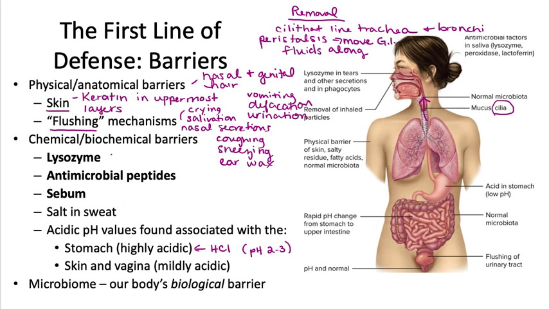So lysozyme is a review term. We learned about it in Unit 1. Lysozyme is an enzyme that helps break down peptidoglycan cell walls. And because it can help break down peptidoglycan cell walls, it also helps digest bacteria. So lysozyme is an antibacterial enzyme.